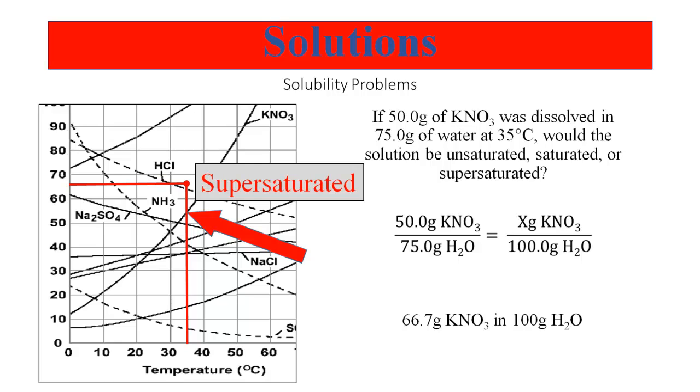Had that dot been right on the line at that temperature, it would have been considered saturated because we would have had the exact amount of solute dissolved into the solvent. Had it been below the line, it would have been considered unsaturated. Since it is above the line, we consider it to have more solute than what should be dissolved in a certain amount of solvent, and we consider that supersaturated.